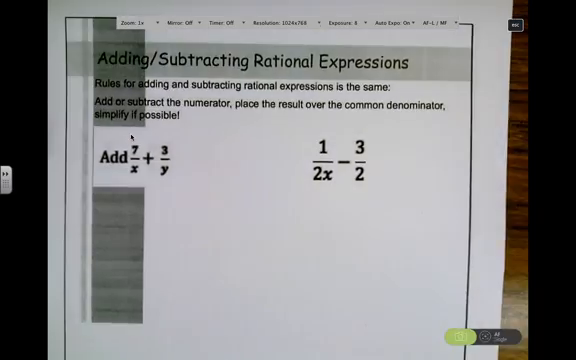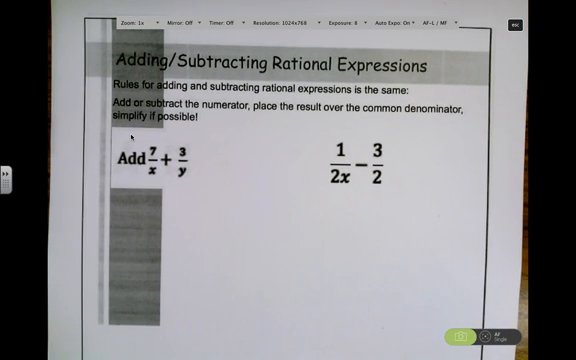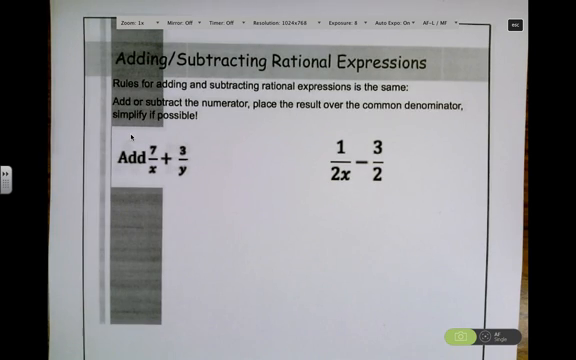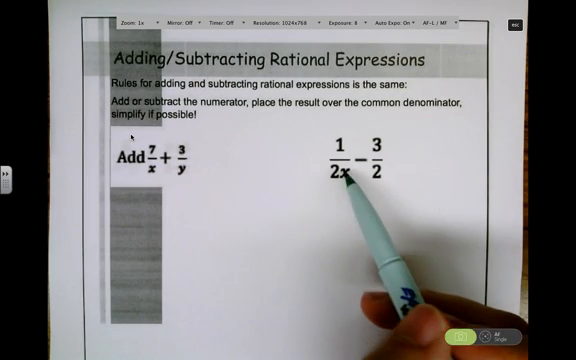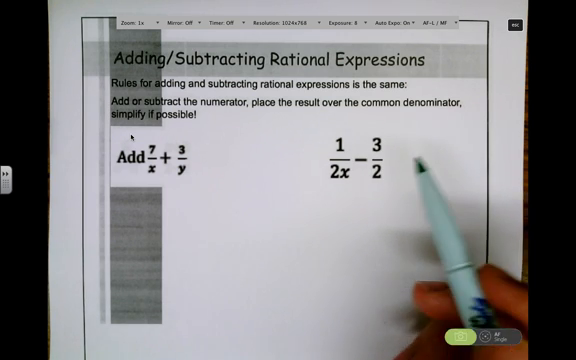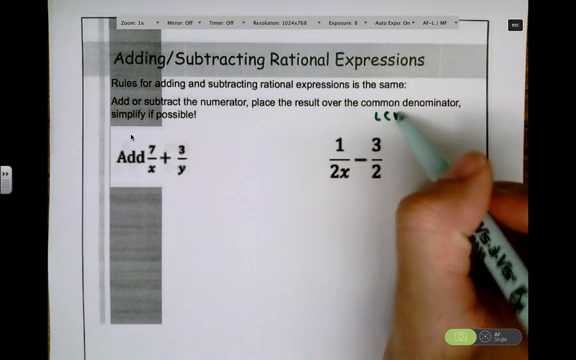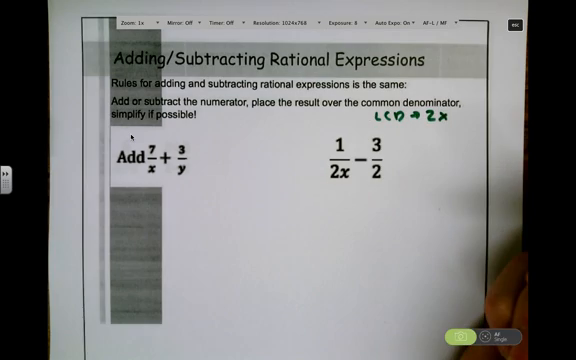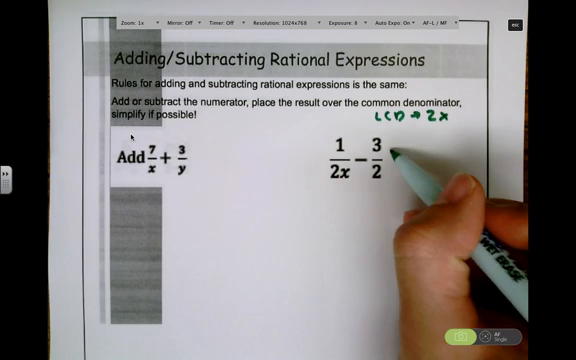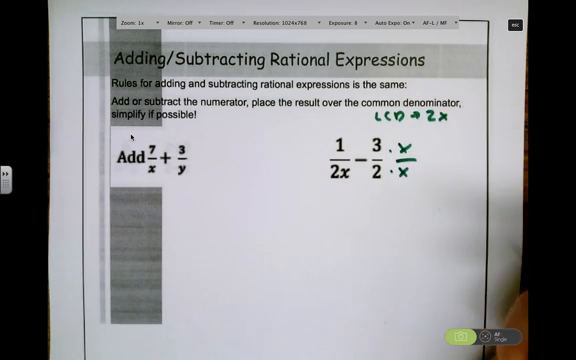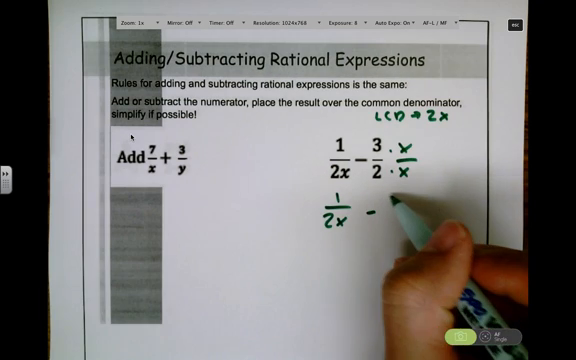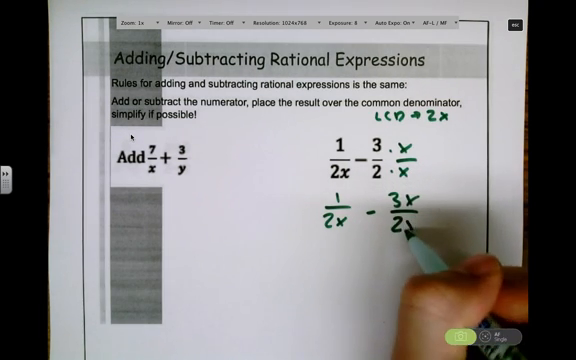Now we're going to use the same philosophy when we look at rational expressions. What we'll actually start with is the one on the right, the subtraction. When I look at these two denominators, this one has 2x, this one has a 2, so the LCD of these two things would be 2x, because they already share a 2. Now this one over here just needs an x. So what I would multiply by is x over x. What that gives me is 1 over 2x subtracted by 3x over 2x.